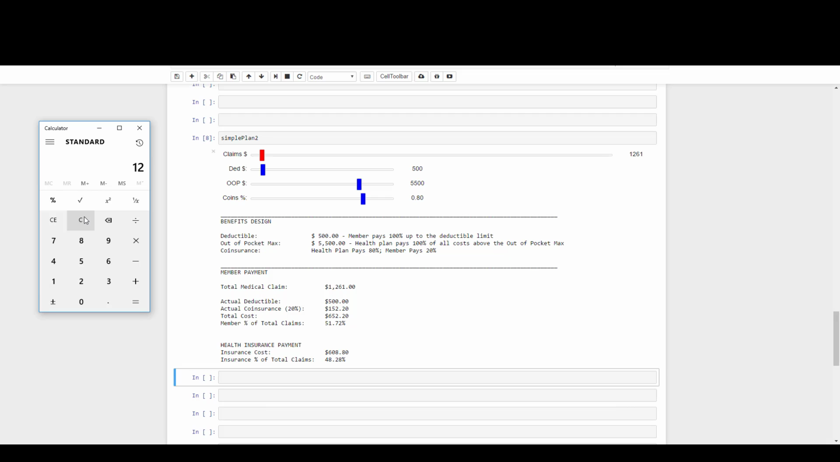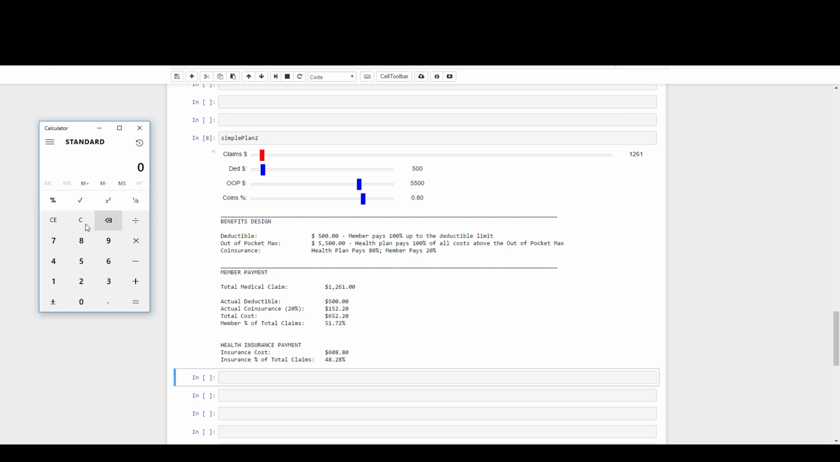So sorry, I lost my numbers there. 1261. That's not right. 1261 minus your 500 is your 761, and now times 0.8 because they're paying 80%. The insurance company's paid $608.80, and so that kind of gives you an idea how the costs are breaking up.